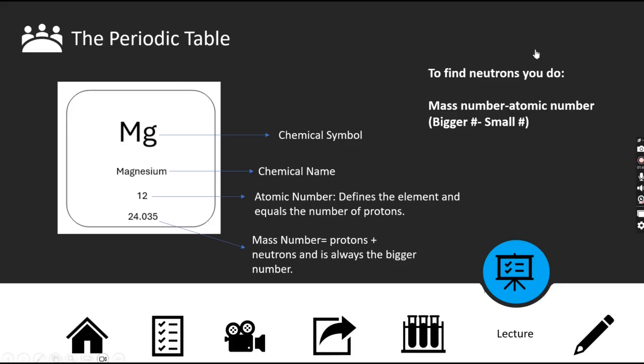And so to find the neutrons here, you're going to do the mass number, right? Because the mass number is made of protons and neutrons. We're going to subtract the atomic number, which is the number of protons. So protons plus neutrons minus protons gives you just neutrons, right? Kind of makes intuitive sense when you know what the atomic number and the mass number stand for. All right.